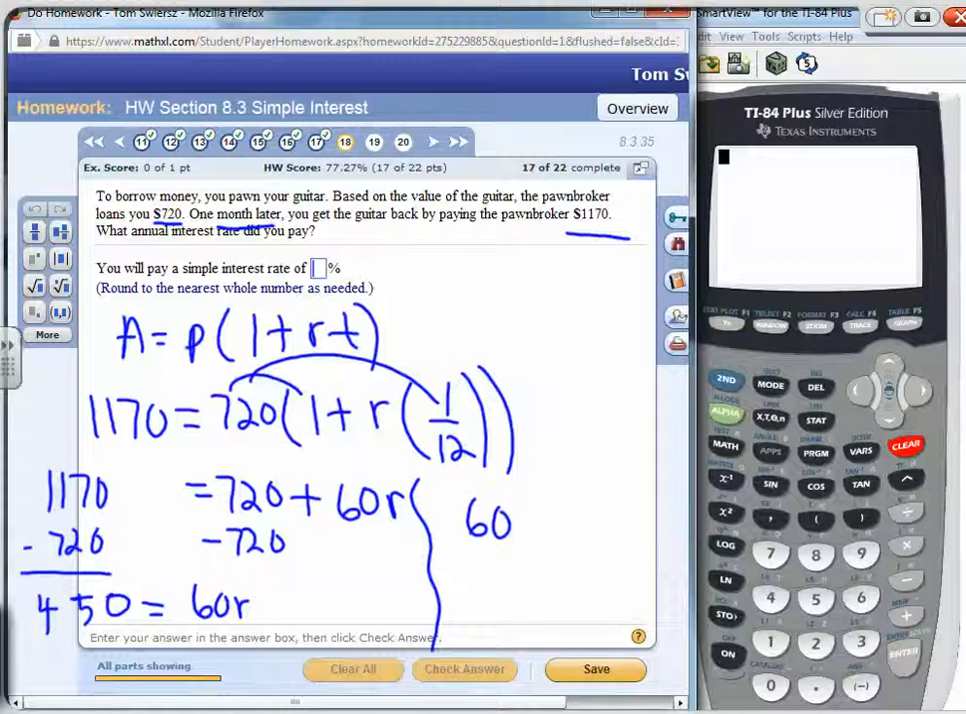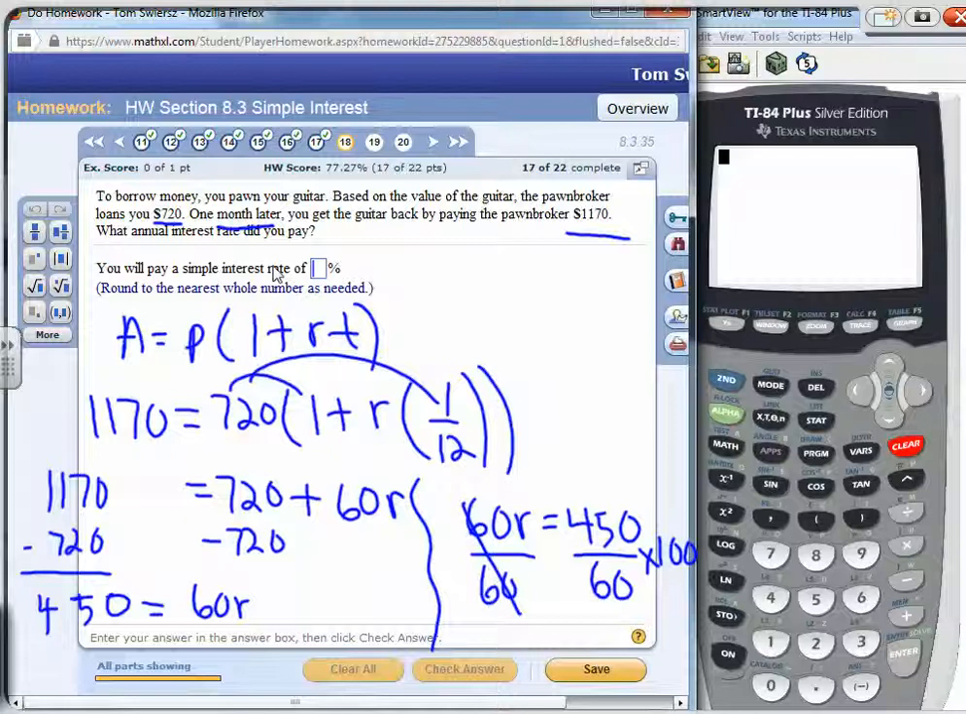So where are we at now? We have 60R is equal to 1,170. Subtracted 720 from both sides, and we get 450. Divide by 60. So R is equal to 450 divided by 60, but then multiply by 100 to turn it into a percent. So 450 divided by 60. Do that on our calculator.